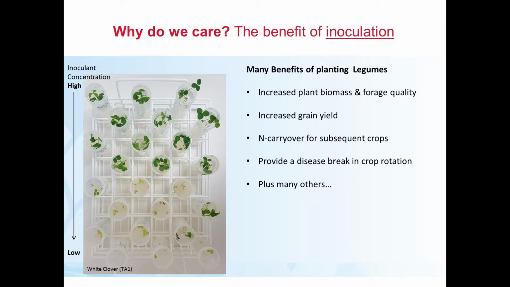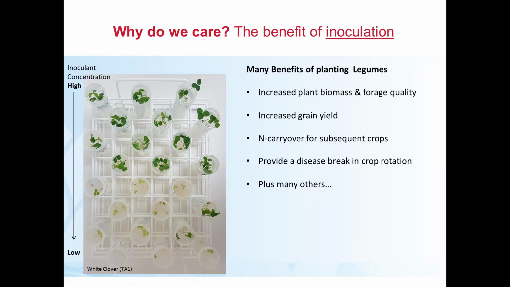So there's many, many benefits to planting legumes and for them to be well nodulated. You get increased plant biomass and forage quality, you can get increased grain yields and carryover for subsequent crops, and they can provide a disease break in crop rotations, plus many other benefits I haven't mentioned here.